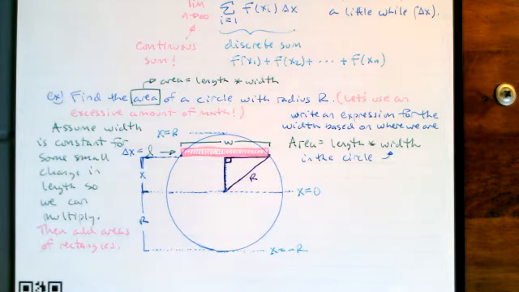Any questions? This seems like a lot of work to end up at pi r squared, but pi r squared is not the point. Any questions?